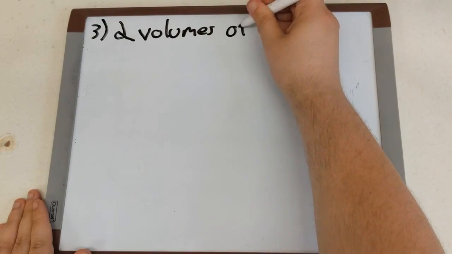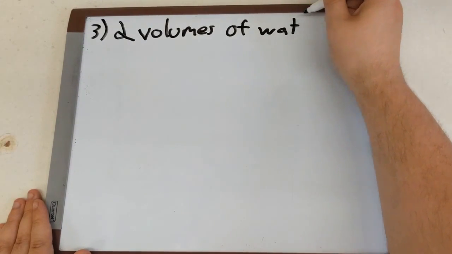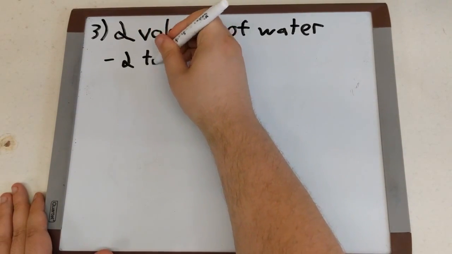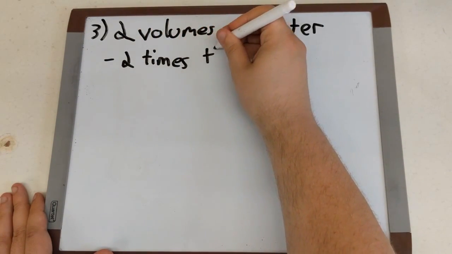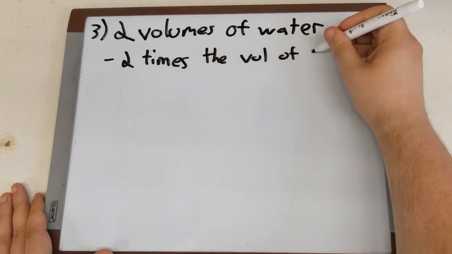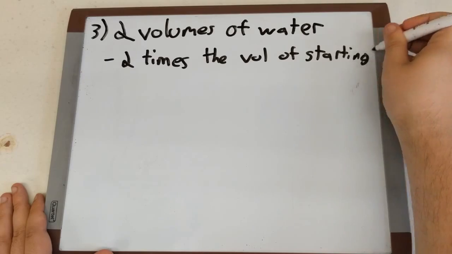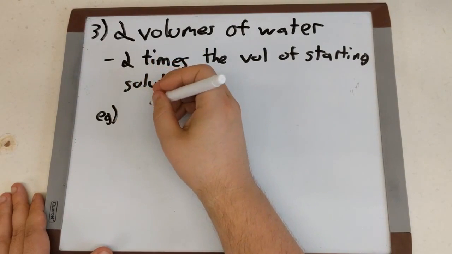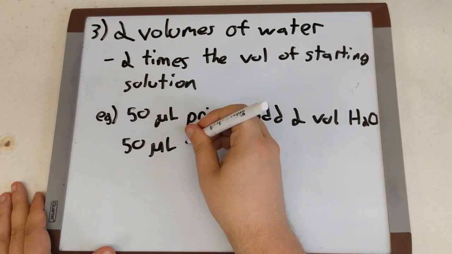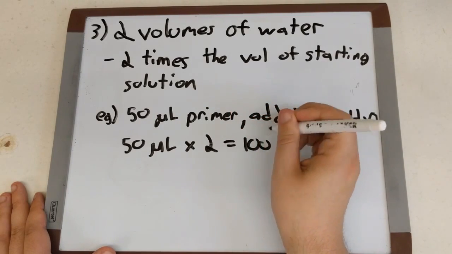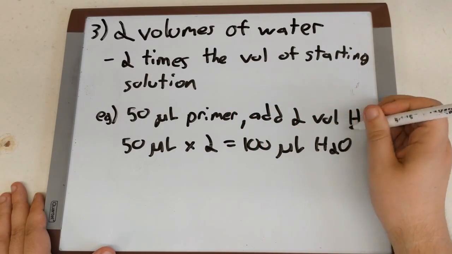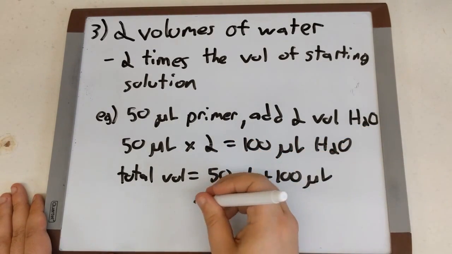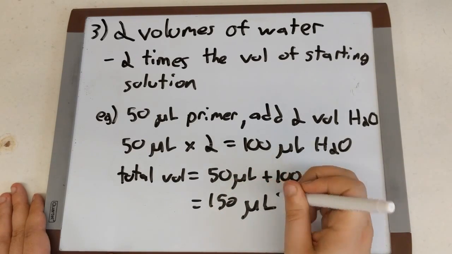Okay, so the next example is just using certain volumes of water or diluent to dilute a concentrated solution down. So in this example, we're using 2 volumes of water, so that means that we need to add 2 times the volume of the starting solution. So here, our starting solution is 50 microliters. So this would mean that we need to add 50 microliters times 2, so that would be 100 microliters of water that would be added. We'll have 150 microliters total, and this solution is now less concentrated than it was before.